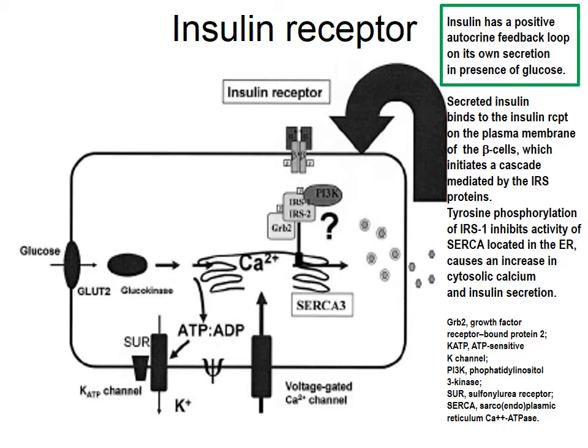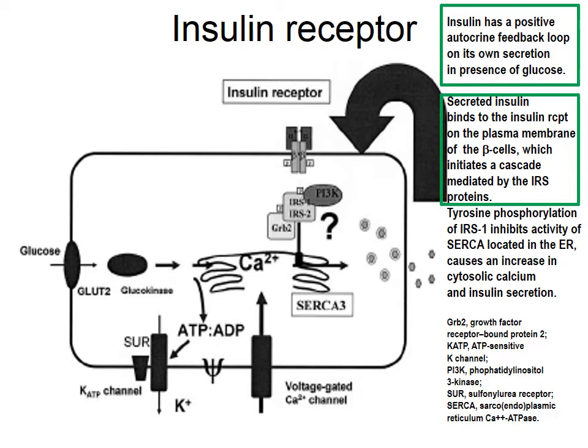Very good. The beta cell. And so much of that insulin is going to go into the blood and be taken to target tissues. But some of it will bind the receptors on the surface of the beta cell itself. And so the secreted insulin binds to the insulin receptor on the plasma membrane of the beta cell, which initiates a cascade that involves the insulin receptor substrate proteins.